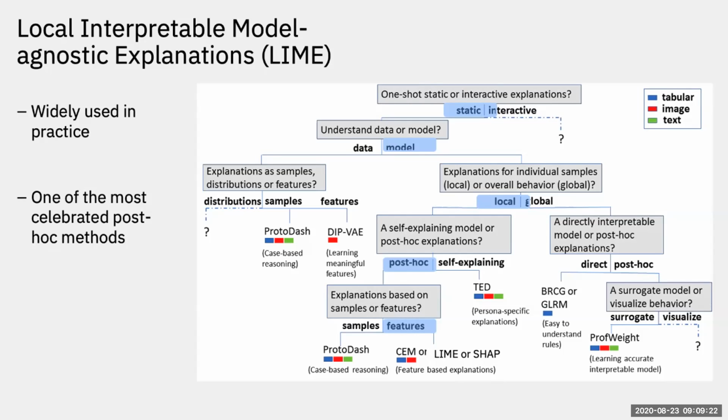Let me first show where it falls within the hierarchy of the taxonomy we are using here. If we start from the top, it falls into the category of static model because it doesn't take any interactive inputs from the user. Next, in terms of the dichotomy between data versus model, it is a model-based approach because this model directly tries to provide explanation using its own optimization framework.